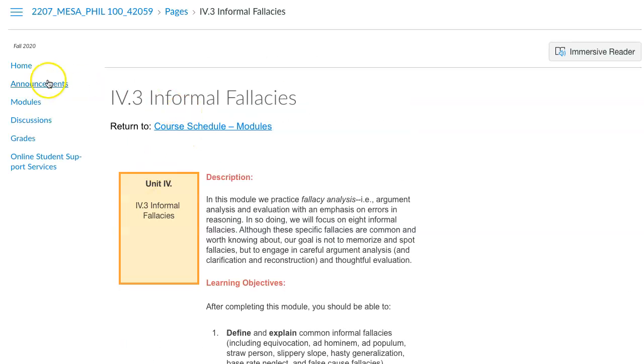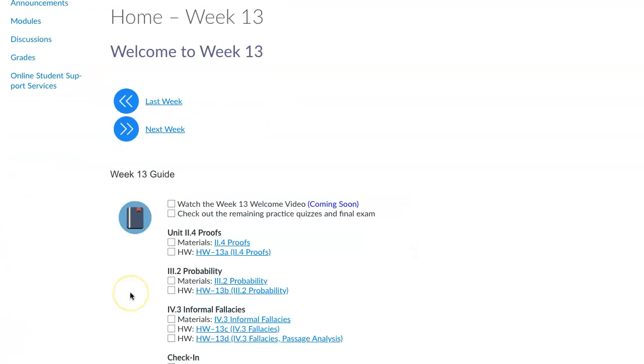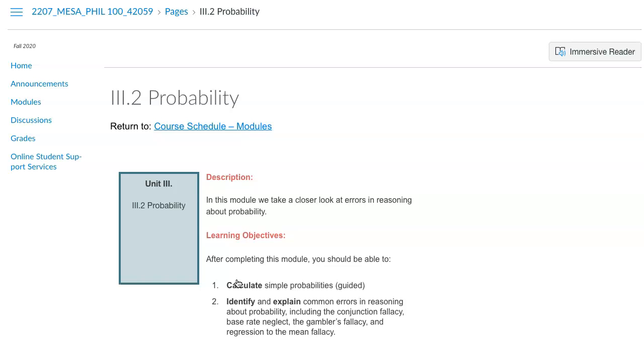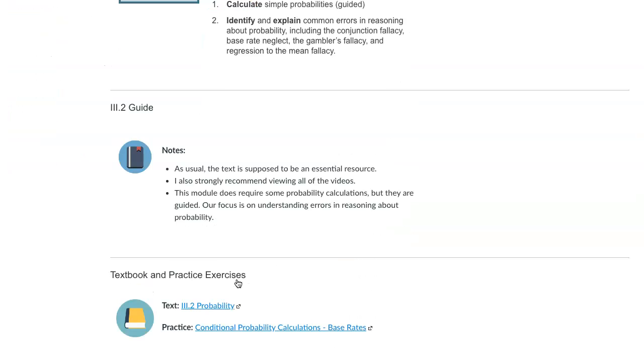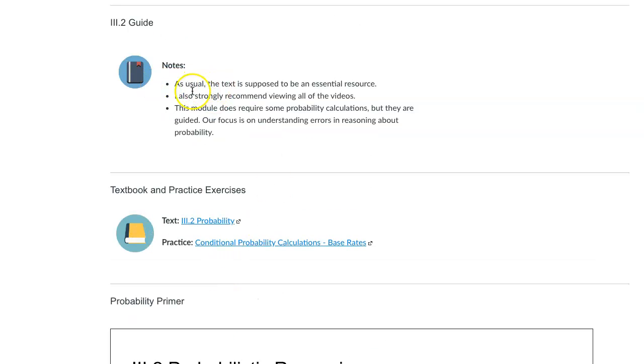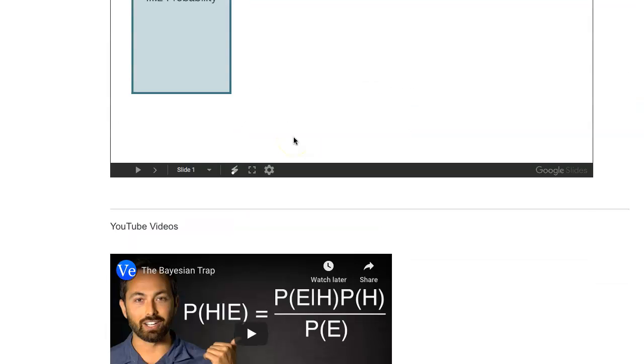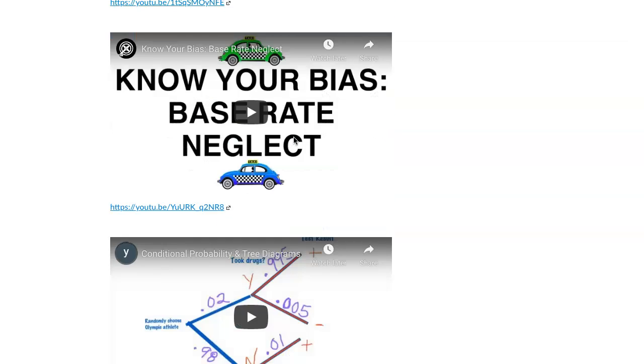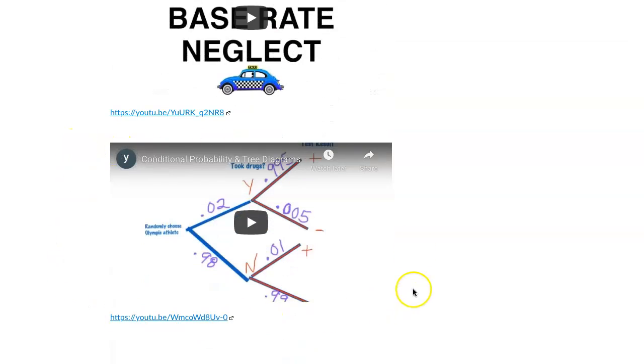Okay, let's go back home. And now let's return to Unit 3 Mod 2 Probability. This is our second week working on this module. Okay, so I said in the advice above here that you should watch all of the videos, and there's one video that is especially relevant this week, and that is this conditional probability and tree diagram video. So be sure to watch the conditional probability and tree diagram video.